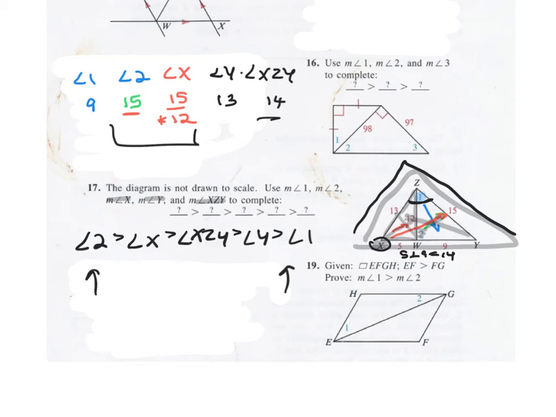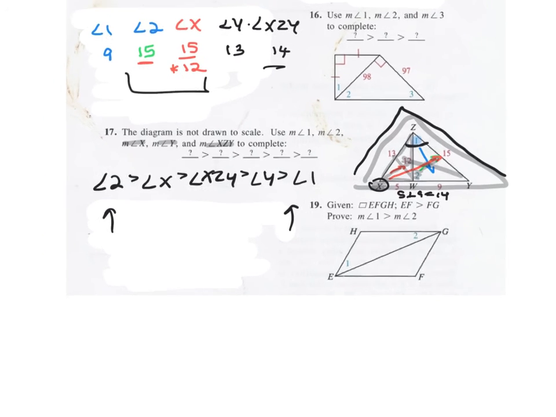And then the other one that you wanted to see was number 19. So let me go ahead and get this set up. Statement column, reason column. Go ahead and write my given. So we're given that this is a parallelogram, EFGH, and that side length EF is greater than FG. It wants me to prove also that angle 1 is greater than angle 2.